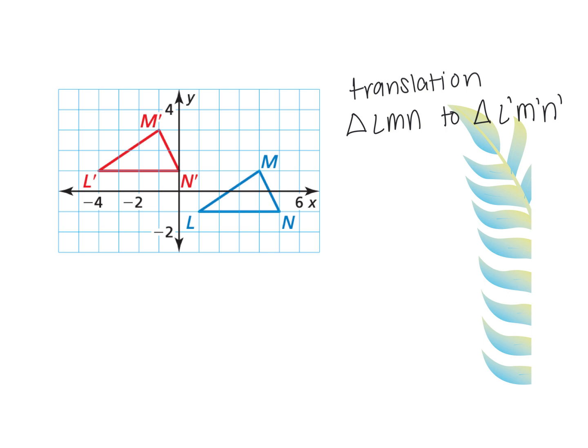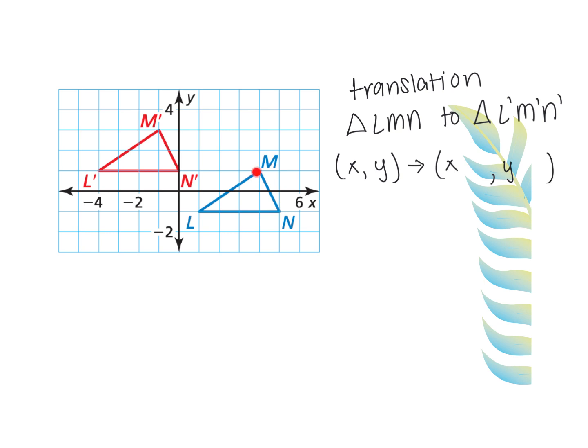Keep in mind, they are giving you the colors, but on your test or quiz, you're not going to get blue and red. You're either going to get one with an apostrophe or one without an apostrophe. So you have to know which one's your original and which one's your new. So looking at this, your original is the one that does not have the apostrophes. I need to figure out my rule. I have my x and my y. And then my rule is going to be, remember, with translations, you're either adding or subtracting.